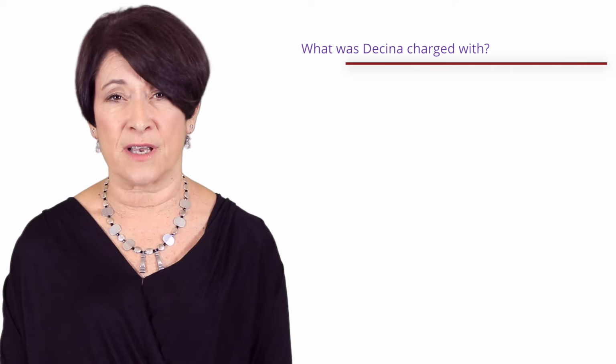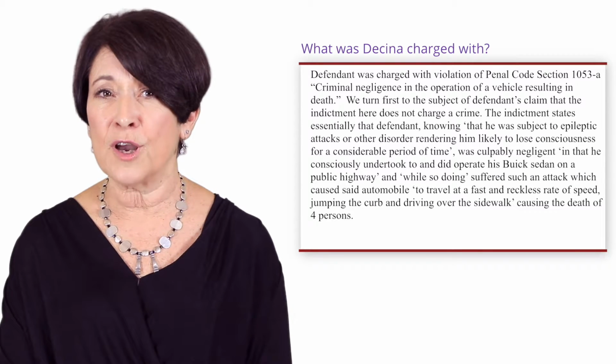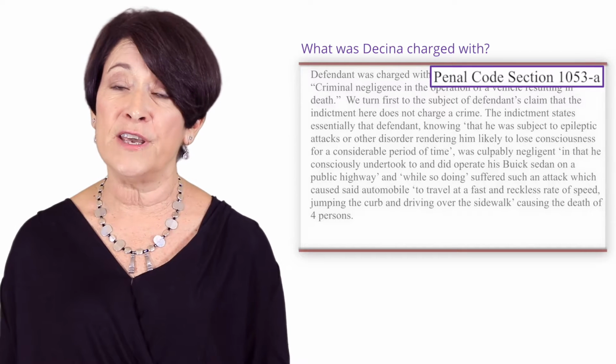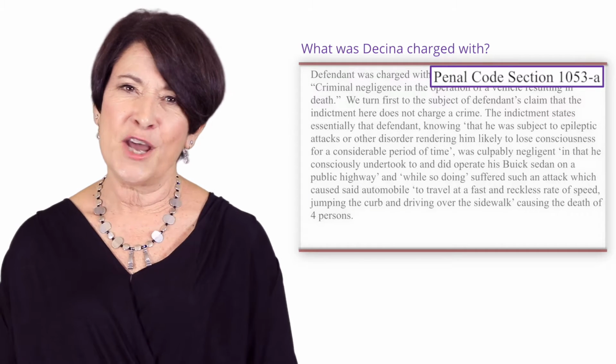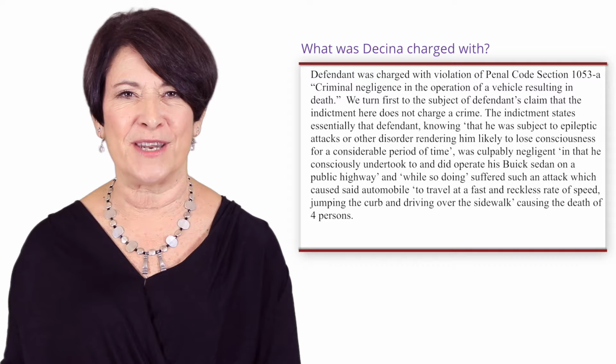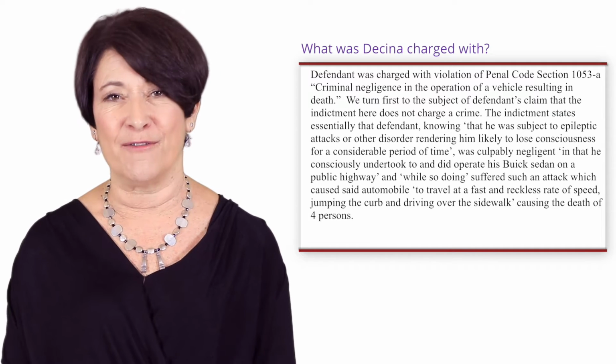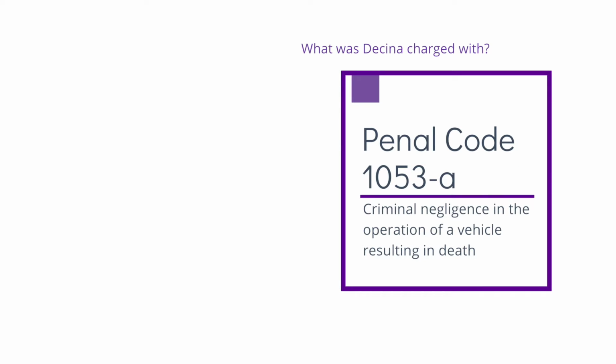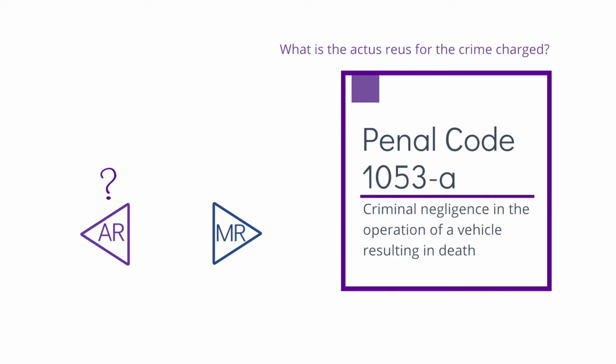Here, the opinion tells us that the defendant was charged with violating Penal Code Section 1053A, which is the crime of criminal negligence in the operation of a vehicle that results in death. Now, for purposes of our class, for purposes of a final examination, you don't have to know the name of that crime. You don't have to know the specifics of that crime. Here's what you do have to know. What you have to know is, if you read a statute, can you pull out the actus reus, or the action? Can you pull out the mental state for that crime? And based upon all your learning, based upon the cases you read, can you interpret what that actus reus requires, what that mental state requires?